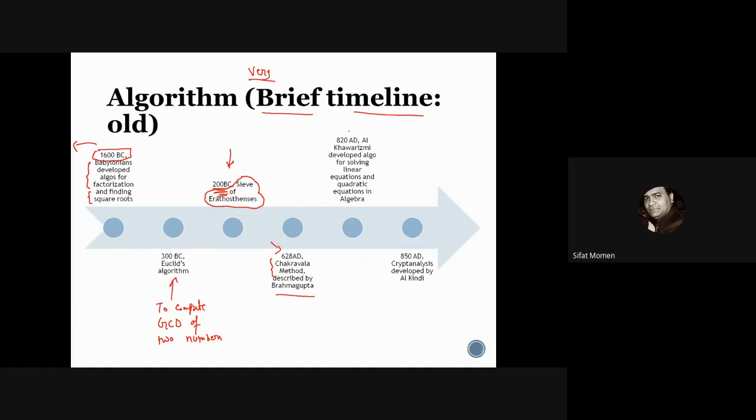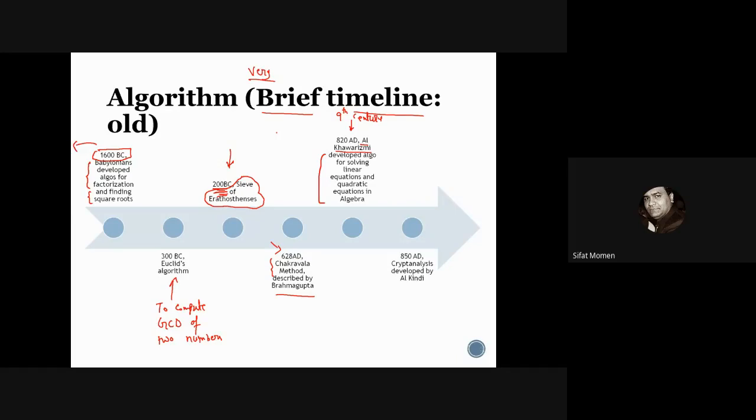Okay, here's a very interesting time. 820 AD, that's about the 9th century, right? In the 9th century, we had a Persian mathematician called Al-Khwarizmi. He developed algorithms for solving linear equations and quadratic equations of algebra, right? And how do you solve them? This algorithm was designed in the 9th century, 820 AD, by this Persian mathematician called Al-Khwarizmi.